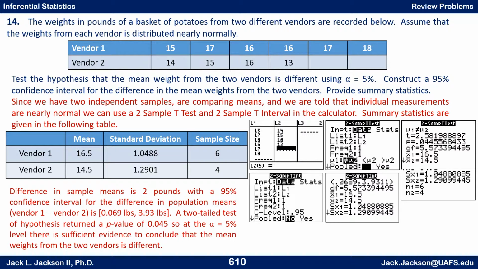The difference in sample means is 2 pounds, with a 95% confidence interval for the difference in population means, vendor 1 minus vendor 2, of 0.069 pounds up to 3.93 pounds. A two-tailed test of hypothesis returned a p-value of 0.045, so at the alpha equals 5% level, there is sufficient evidence to conclude that the mean weights from the two vendors are different.